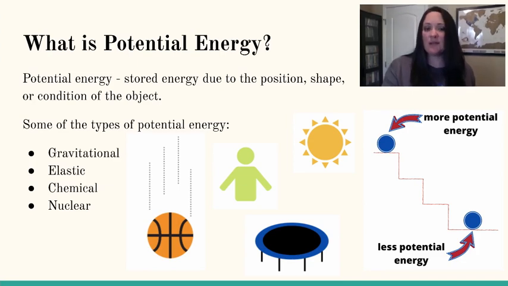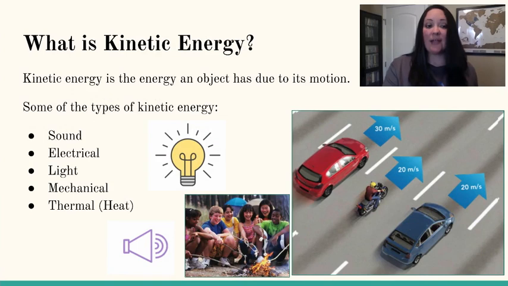Now, one of the main concepts that you need to understand about potential energy is that you can increase potential energy by increasing the height of an object or increasing the mass of an object. So if we look at the far picture to the right, we can see that the ball at the top of the stairs has more potential energy than the ball at the bottom of the stairs, which has less potential energy.